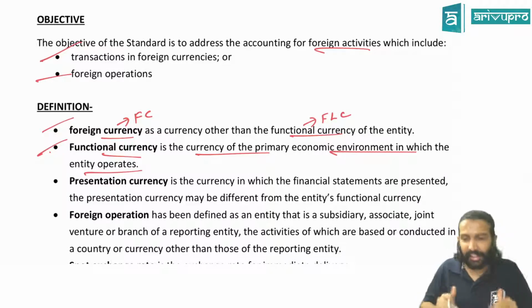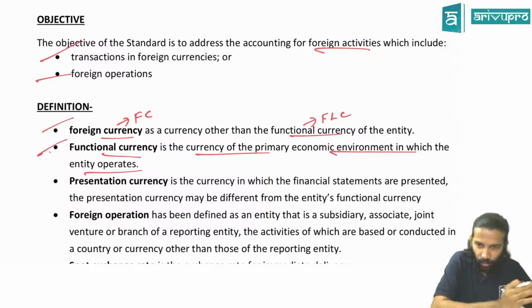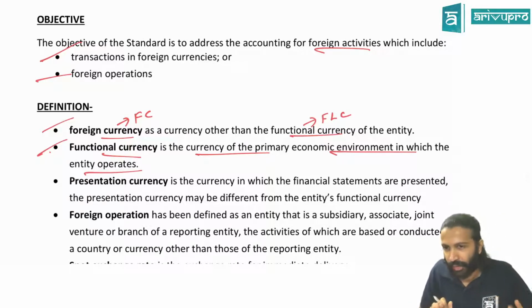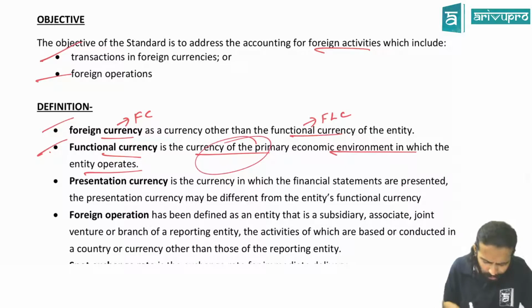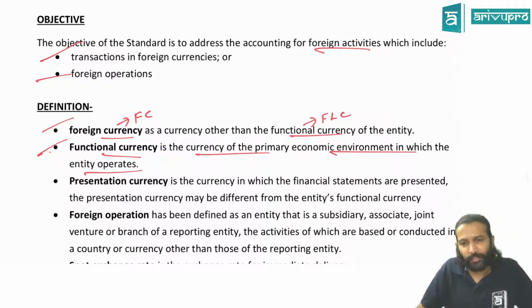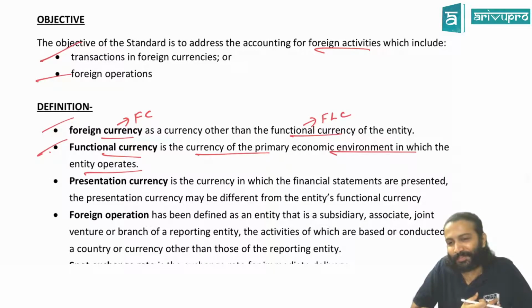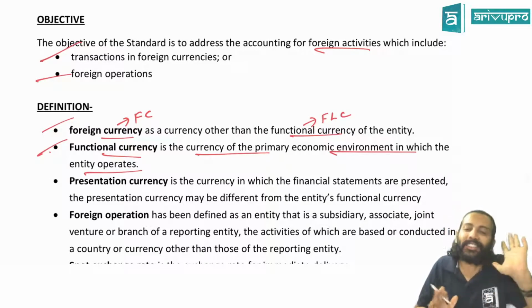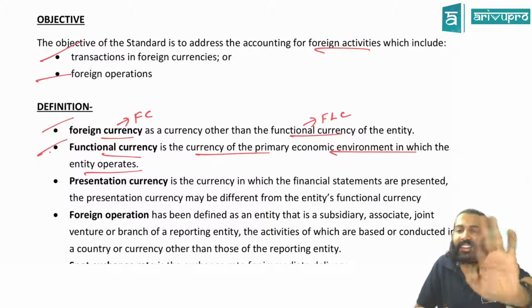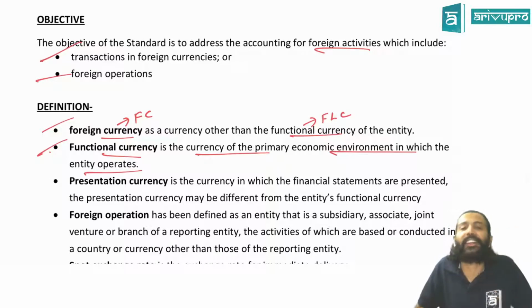Very much yes. I'll tell you in a bit. Take this out. I'll give you an example for that. Is it okay? Now, simple. Here they use heavy words in the definition. The simple term for functional currency is a currency for which your heart beats, for which you are concerned about. Which currency you are concerned about is your functional currency.